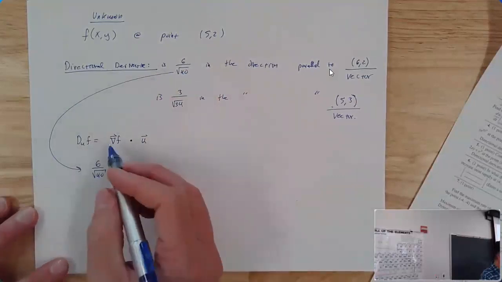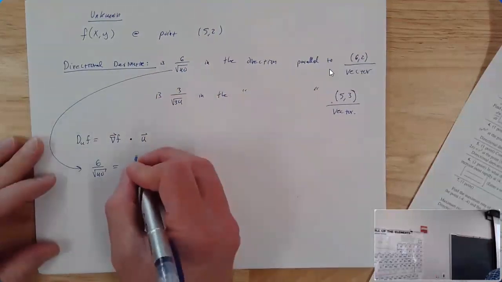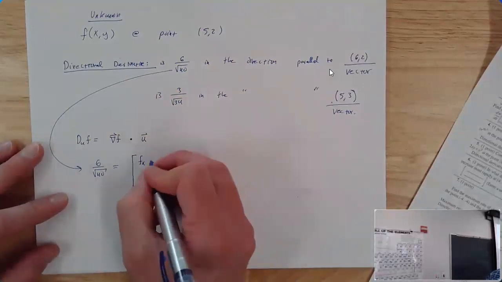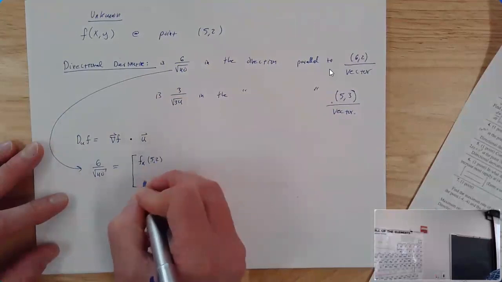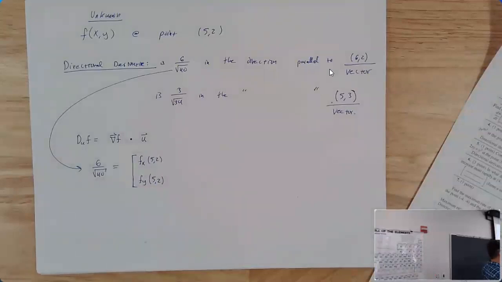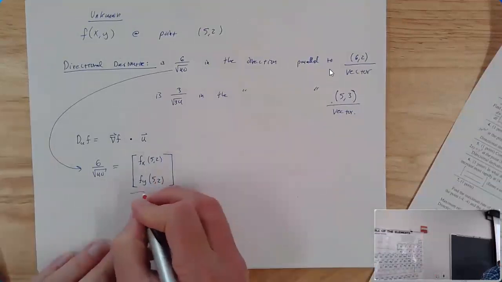And it's equal to the gradient, which we don't know, but we do know that the gradient is just the vector of partial derivatives. So it's going to be the partial with respect to x at the point (5, 2), the partial with respect to y at the point (5, 2), because that's all they're asking you to find in this problem, right? They're asking you to find the gradient at the point (5, 2). So this vector here that we don't know, this is what we want to find.